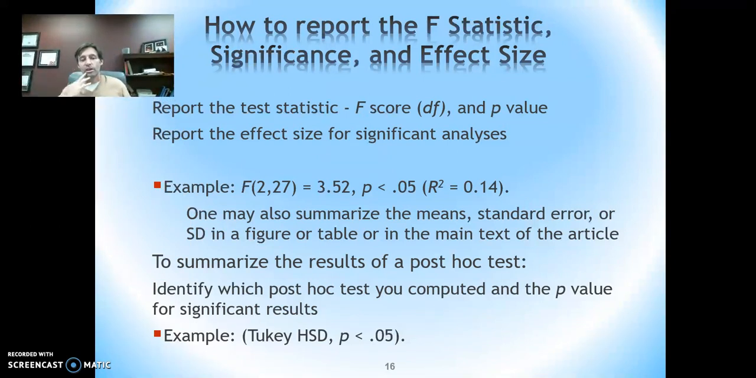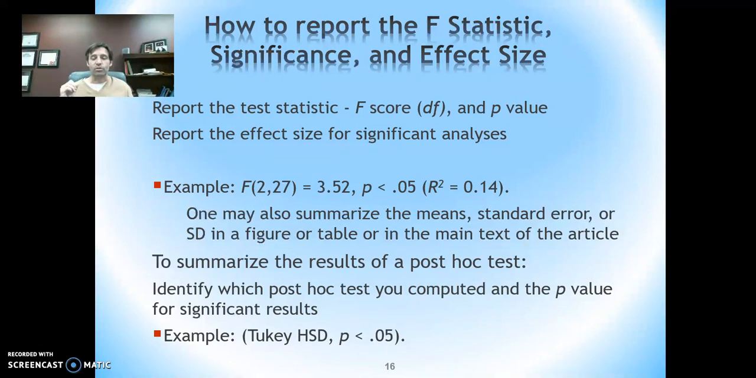So the test statistic is your F-score, followed in parentheses by your degrees of freedom and your p-value. Then you also want to report effect sizes for the significant results. There's an example: F, in parentheses, 2 and 27 degrees of freedom, equals 3.52. The probability of making a type 1 error was less than 5%, 0.05. The eta squared value was 0.14, which means about 14% of the difference can be accounted for by this effect.